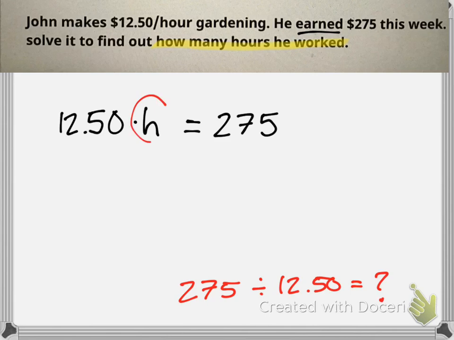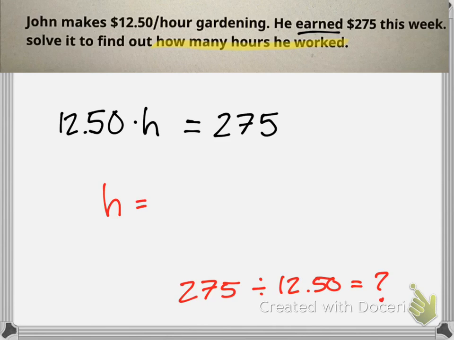We want to get this H right here all by itself, because we want to get H equals. That's telling us how many hours he worked. But how do I get that H by itself? I've got this 12.50 times H here. How do I get rid of that 12.50 times H and just leave it at H? How do I do that? I'll give you a hint.